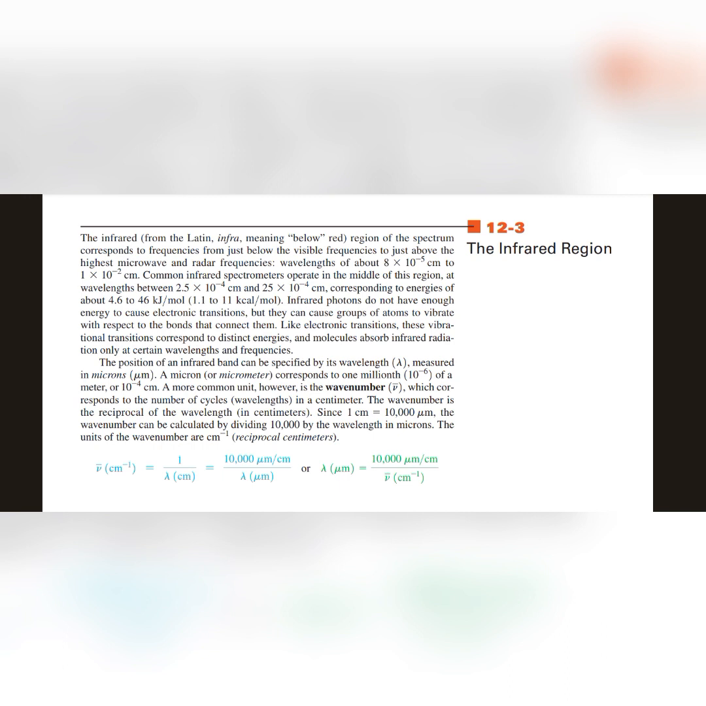Infrared photons do not have enough energy to cause electronic transitions, but they cause groups of atoms to vibrate with respect to the bonds that connect them. Like electronic transitions, these vibrational transitions correspond to discrete energies, and molecules absorb infrared radiation only at certain wavelengths and frequencies. The position of an infrared band can be specified by its wavelength, measured in microns.